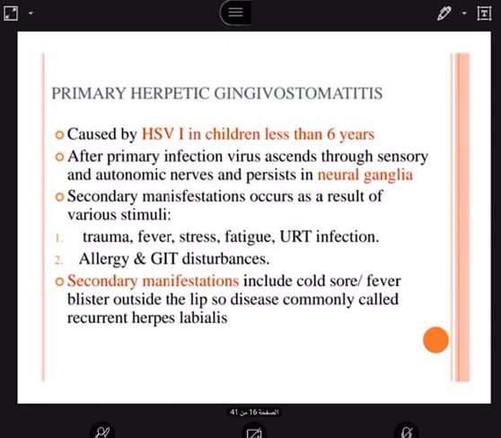Again, underline this, very important. It includes cold sore, fever blister outside the lip. Usually you see it in the lip area, and it is called recurrent herpes labialis. Why recurrent? Because usually it is the secondary manifestation. Primary manifestation has already occurred when the child is less than 6 years of age.